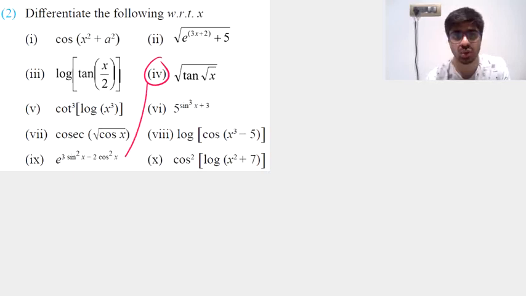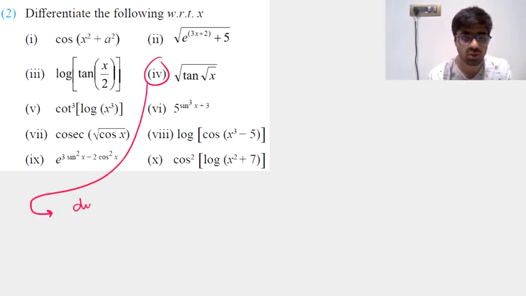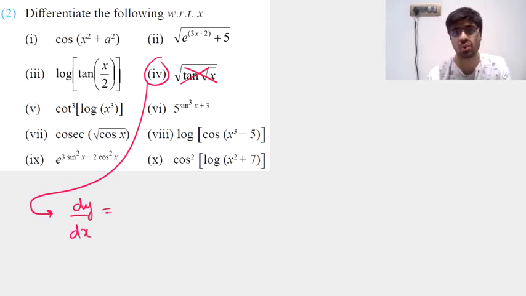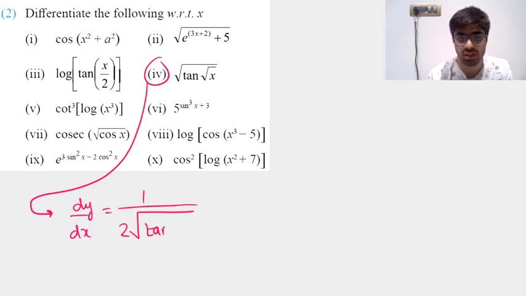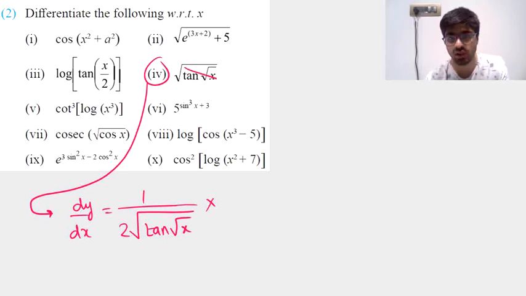Similarly, let's continue with the fourth one. Okay, so dy by dx, that will be, it's root x, so it's 1 upon 2 root x, and in place of x it was tan of root x. You further multiply with the derivative of whatever came in place of x, which was tan x. Okay, it was tan root x, but think of it as tan x, and the derivative is sec square x. So here the derivative will be sec square root x. You further multiply with the derivative of root x, that is 1 upon 2 root x.